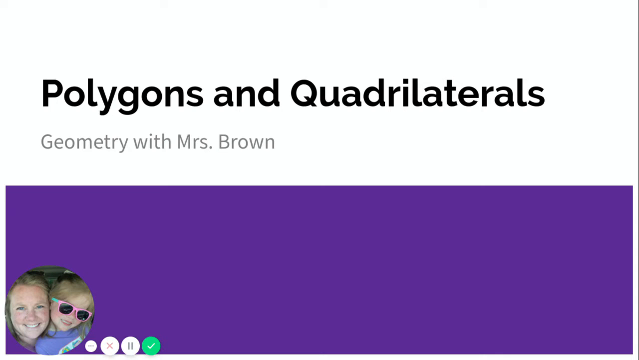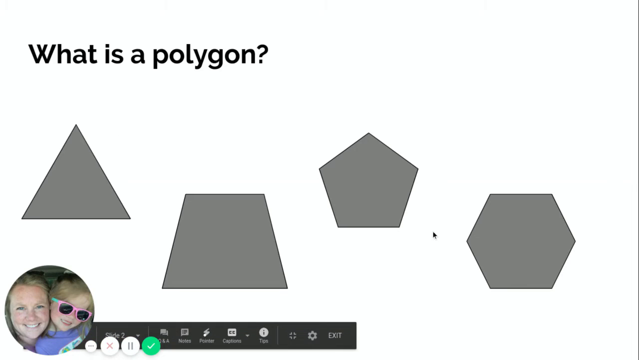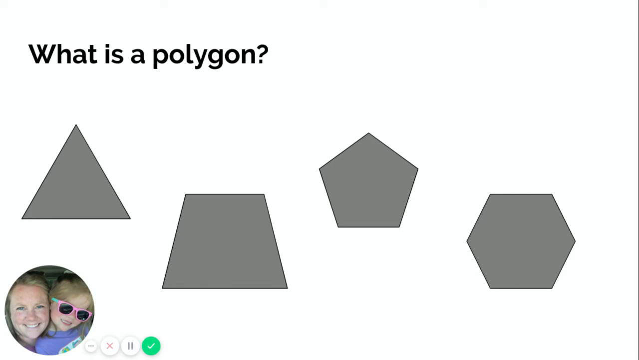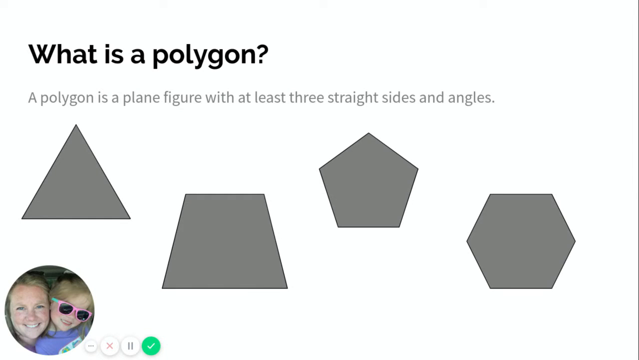I like this. I hope that you do too. So the first question is, what is a polygon? I know that it's a shape, but what is it exactly? It's a plane figure with at least 3 straight sides and angles. So basically, it's not a circle. Polygons can have infinitely many sides, and some would argue that a circle could be one, but we're not going into that right now.